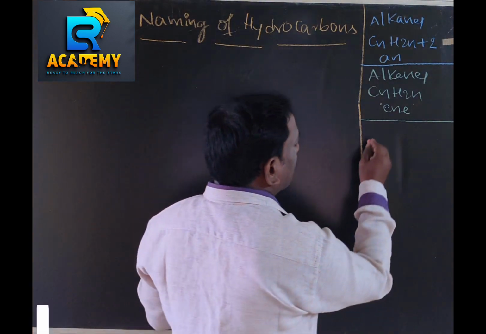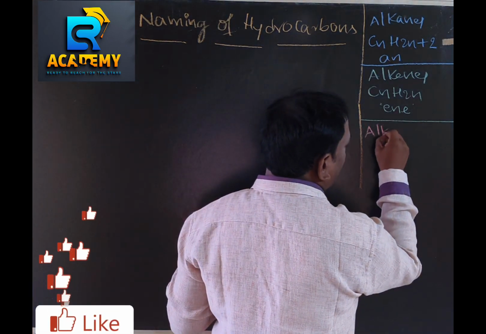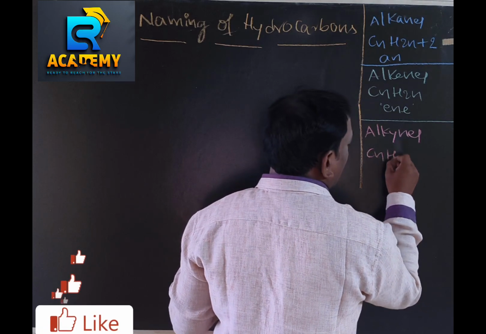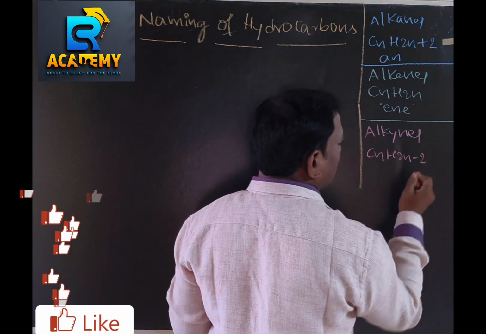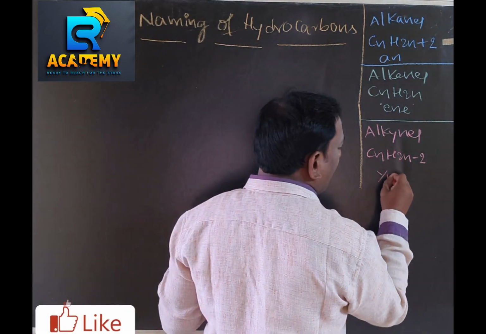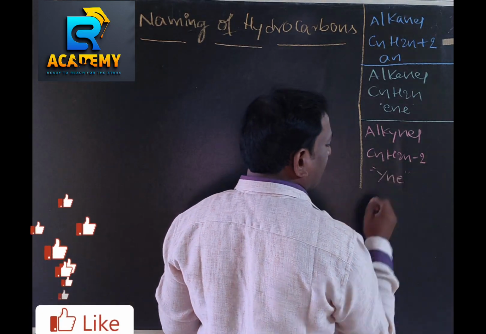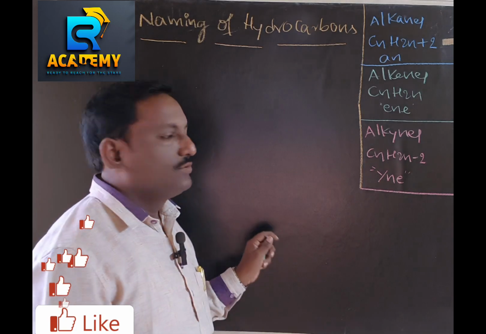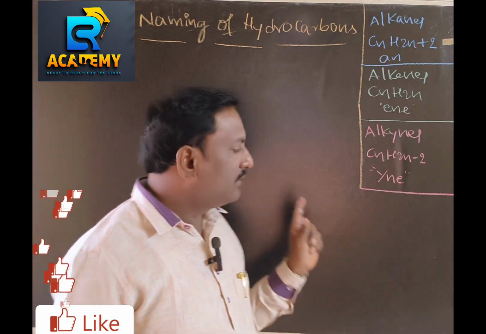Next, third point, alkynes general formula: CnH2n-2. You will get 'yne' in the compound name. So these 3 points you have to remember.